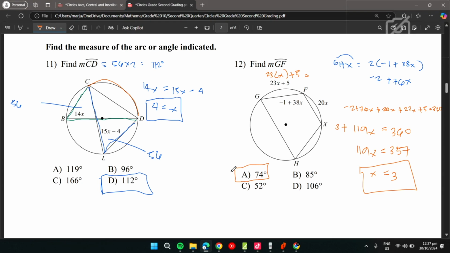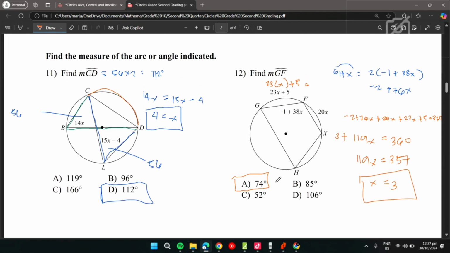I hope number 12 is clear. I think this will be the end of the live session. I will upload everything, the file, in the classroom. So lunch muna tayo, it's almost 1. I'll take my lunch and you take your lunch as well.